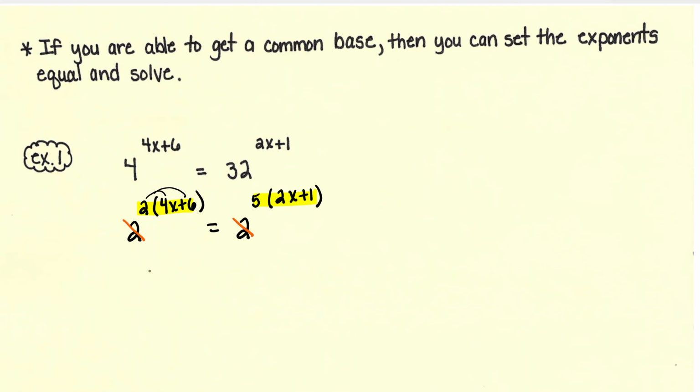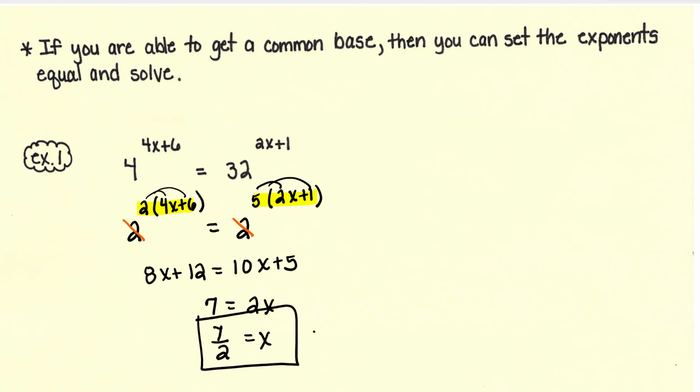So distribute, and that'll be 8x plus 12 is equal to 10x plus 5 when I distribute that. Subtract your 8x over to have 2x. Subtract your 5 over to have 7. Divide by 2. And x is equal to 7 halves, or a decimal of 3.5. Okay, let's take a look at the next example.